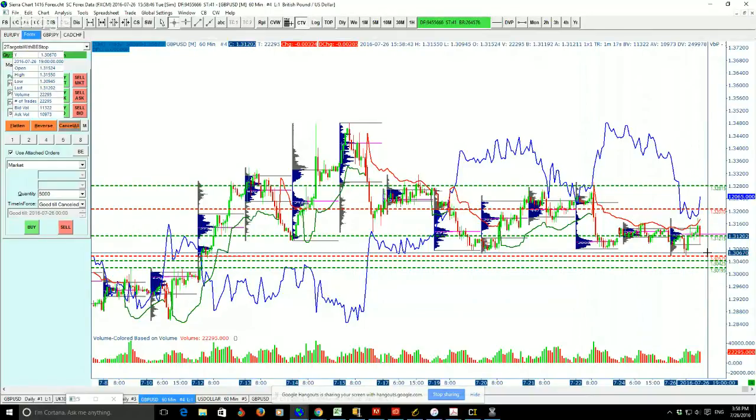Well, we know that it's like a ball racing through or bouncing off of a wall. Price doesn't tend to stop through there. It just pushes on through. However, you can use it as a marker.